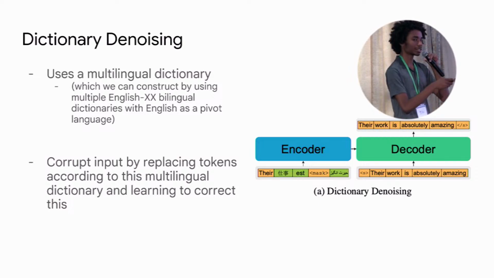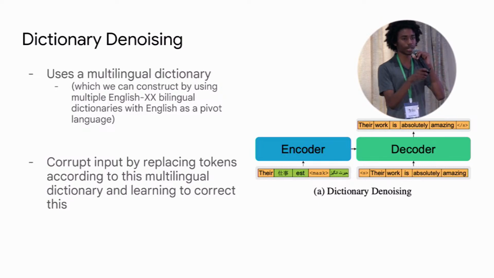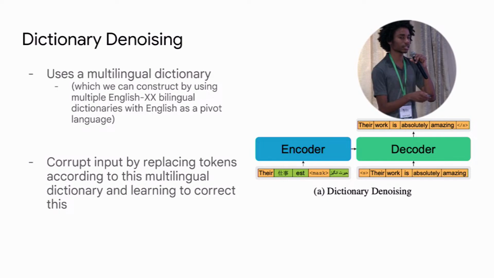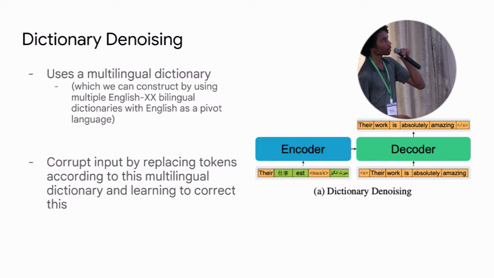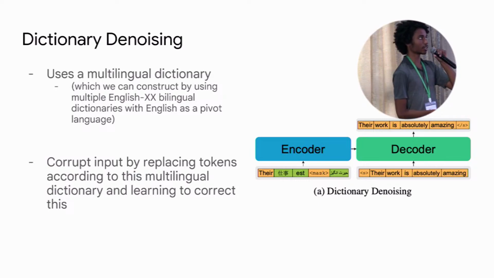Here we can actually use English as a pivot language. So we can say, okay, all these words in all these languages map to this word in English, therefore we can use English as a pivot language. So we can actually use this multilingual dictionary to noise our English data and data in other languages.